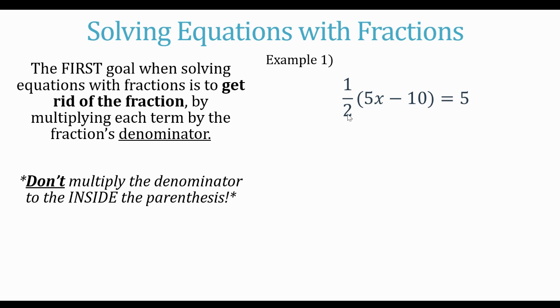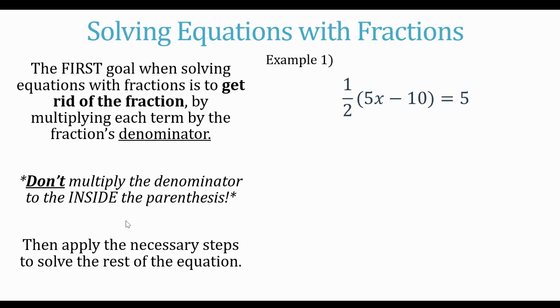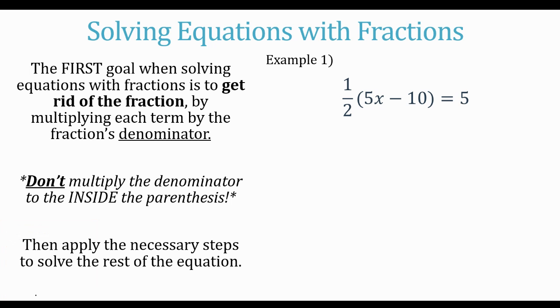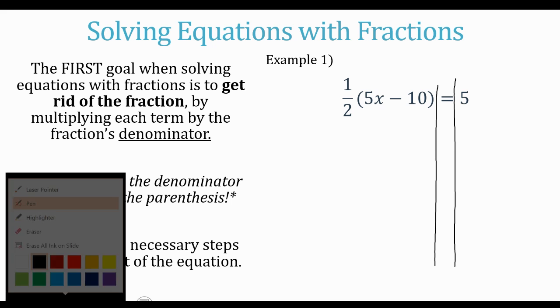So we're not going to be taking that denominator and multiplying inside the parentheses until later on, until we distribute. But this 2, when we multiply it, we're not going to be multiplying it to this 5x or this 10. It's just going to be to this fraction and then to this constant on the other side of the equal sign. Okay, once we do that, then we're going to just apply the necessary steps to solve the rest of the equation as we normally would. So let's get started. As we know, the first step is to create those train tracks. Stay organized, especially now that we have these fractions involved.